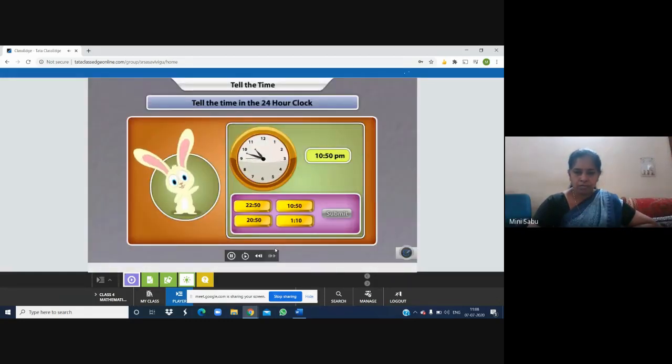What is the time in the 24-hour clock? Select the correct option and click submit. Okay, children, here the time given in the clock is 10:50 p.m. and we are asked to change this 10:50 p.m. into 24-hour clock time. See, I told you, if the time is in p.m., you have to add 12 to this. 12 plus 10 is 22. 22 and 50. So here, this is the option, 22:50. Let us click and submit. Excellent!